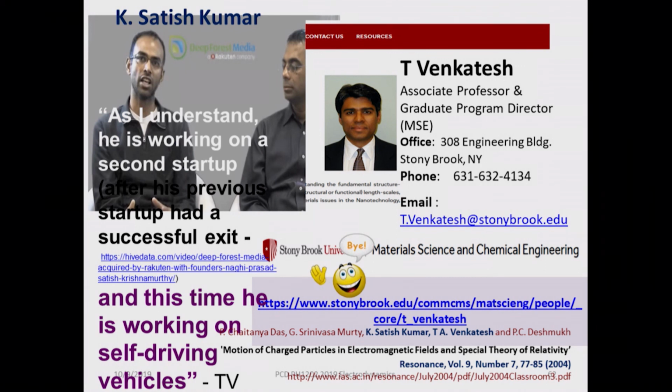Satish and Venkatesh are now men of positions of importance in the society. Venkatesh is an associate professor at Stony Brook, and Satish has an independent enterprise. Venkatesh wrote to me some time back saying that he had a successful startup company and now he is working on self-driving vehicles.